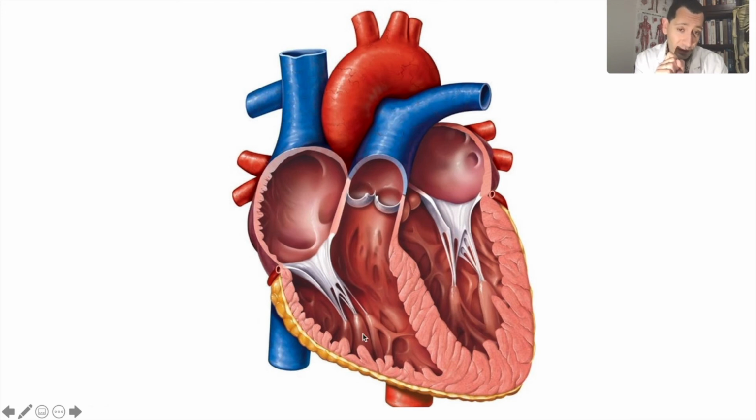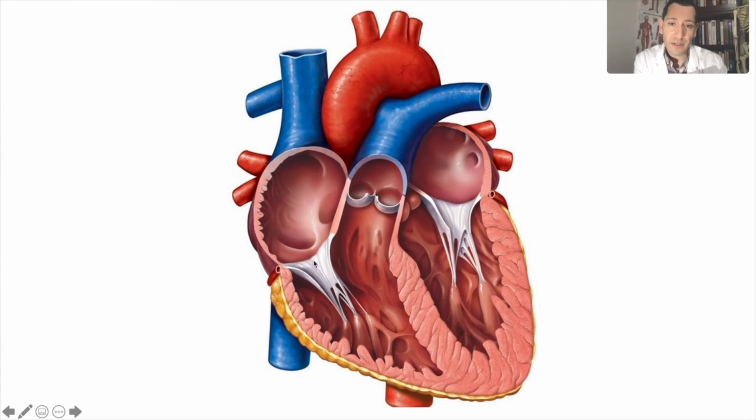What causes them to shut? It's because there is more pressure in the ventricles than in the atria. Blood goes from high to low. So because blood was about to go the wrong way, the valves shut, preventing blood from going back the way it came from.